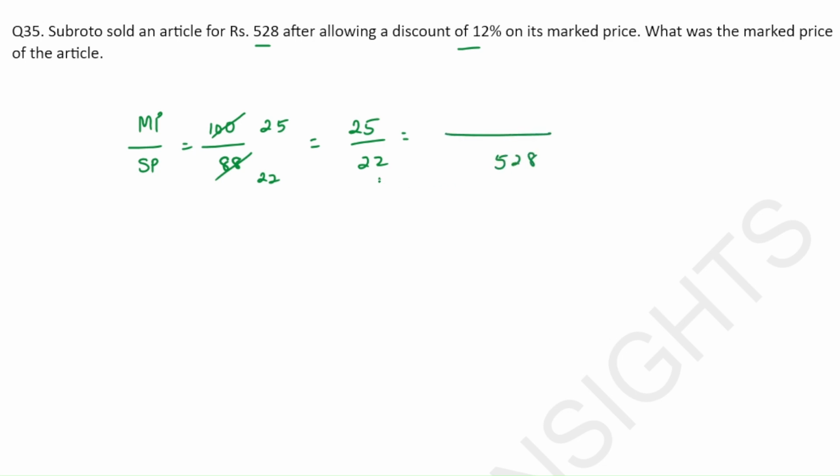So 22, how much is 528? So 22, 24 is 528. So that means multiply with 24 upside also. So 25 into 24 will give you 600. That means therefore the mark price is 600 rupees.